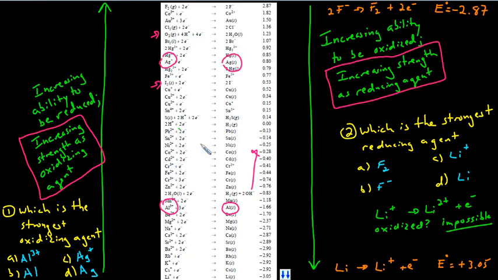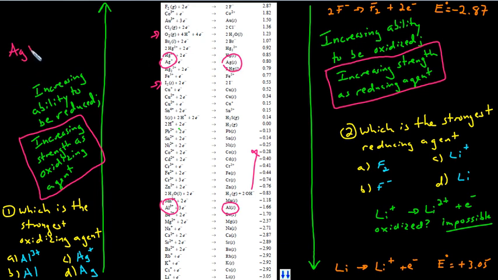All right, so you know that higher up you have increasing strength as an oxidizing agent. So which of these is the strongest oxidizing agent then? Is it silver ion or silver? Well, silver ion, you see, can be reduced. It can accept an electron, and being reduced, it's an oxidizing agent. But what about silver solid? Can it be an oxidizing agent? Can it be reduced?